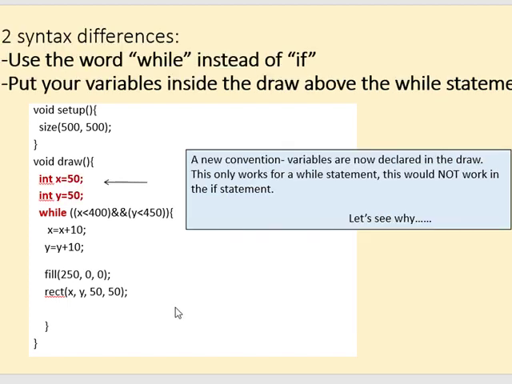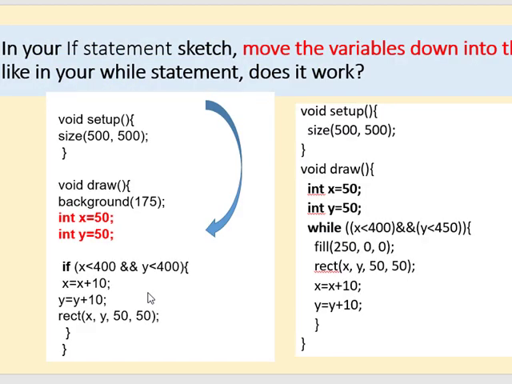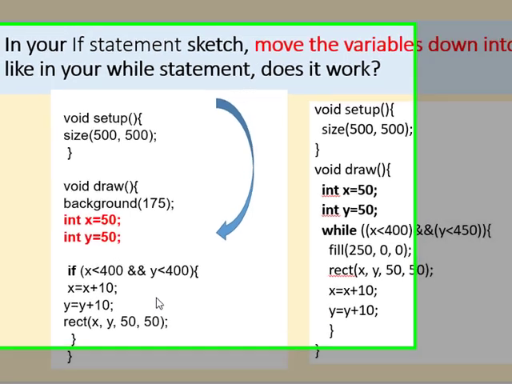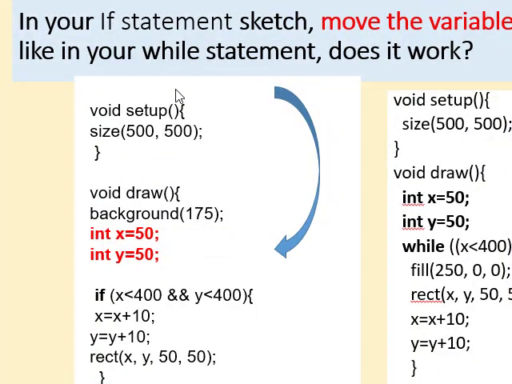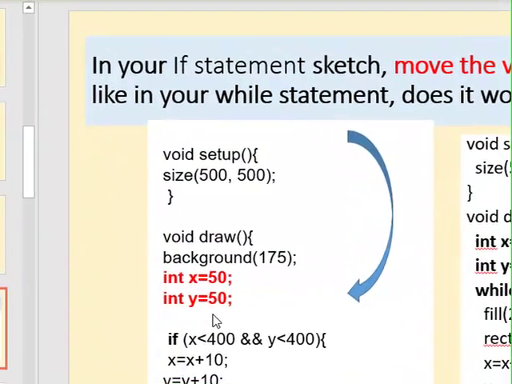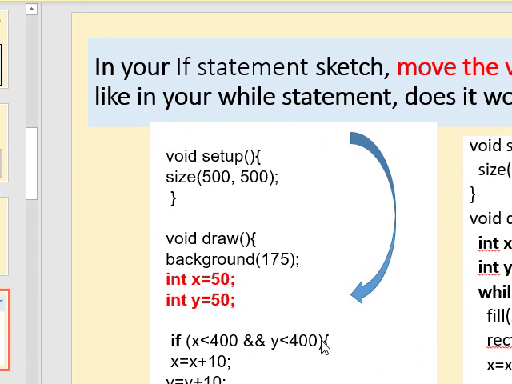So a new convention when you're working with the while statement, we're going to put our variables, initializing and declaring, right above our while statement. This does not work if you tried to do this with your if statement. If I took my if statement and I moved my variables from the top down into the draw, just like I have in my while statement, it wouldn't work. So just take a moment, pause, and try that. Take your variables in your if statement, move them down, and press play and see what you get.